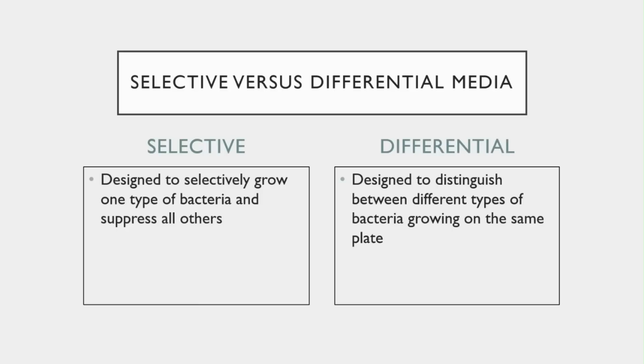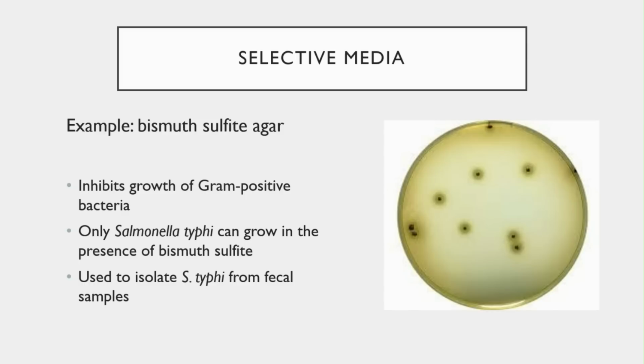Media can be selective, differential, or neither. Media could also be both selective and differential, all on the same plate. And we'll get into some examples on the next slides. This selective media is called bismuth sulfite agar. Bismuth sulfite inhibits the growth of gram-positive bacteria, and only Salmonella typhi can grow in the presence of bismuth sulfite. So it's used to isolate S. typhi from fecal samples. Why is this such an important medium?